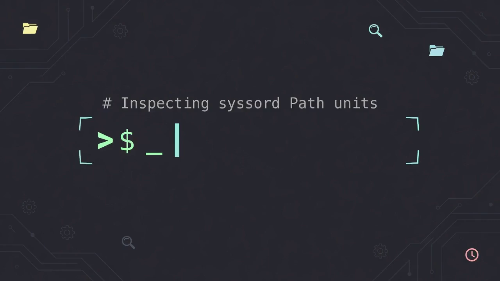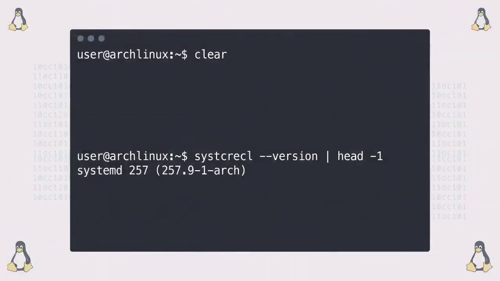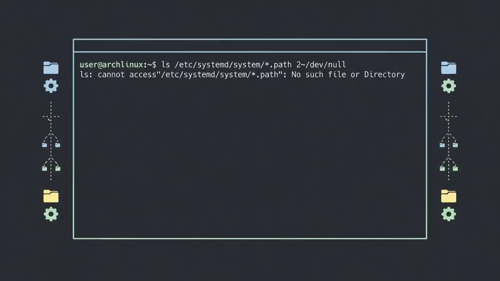Inspecting them is straightforward. A few targeted commands reveal what's installed locally, what ships with the distro, and how path units differ from their sibling timer units. First, we clear the screen to get a clean workspace, then confirm which version of systemd we're working with. The head -1 pipe grabs just the first line of the version banner. Fast and unambiguous. Next, we look at locally installed path units.